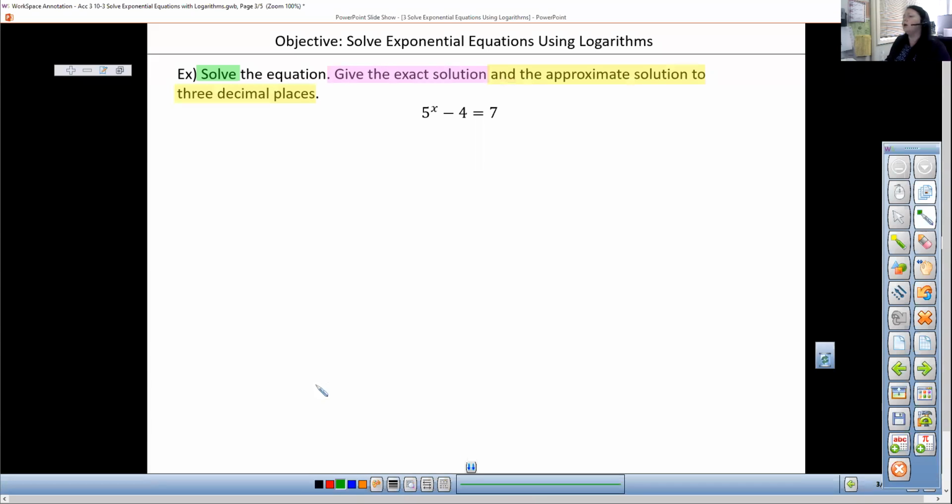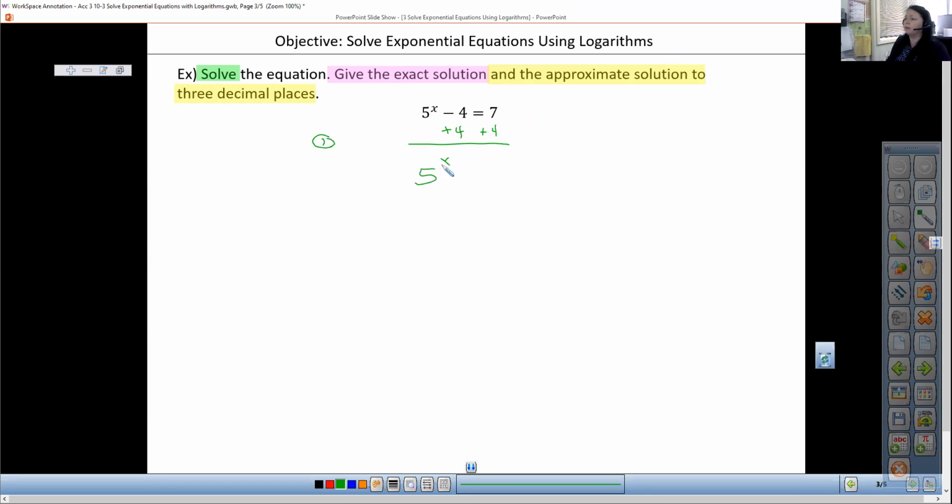All right, so our first step is to create 2 terms, one on each side of the equal sign. That power equals a power structure. I can do this in this equation because my 4 and my 7 are both rational numbers, so they're like terms, so I can add them together, undoing the subtraction, and so this now gives me 5 to the power of x equals 11.